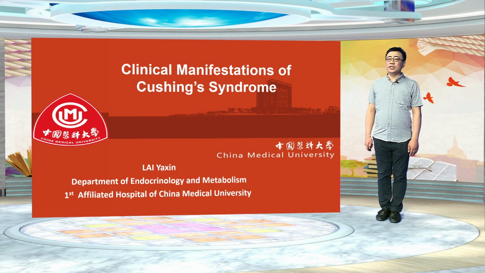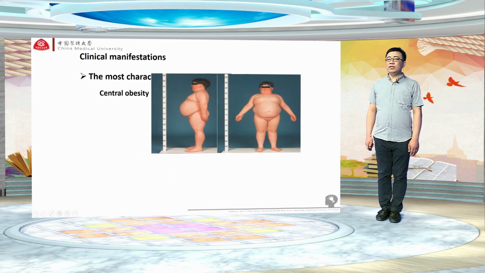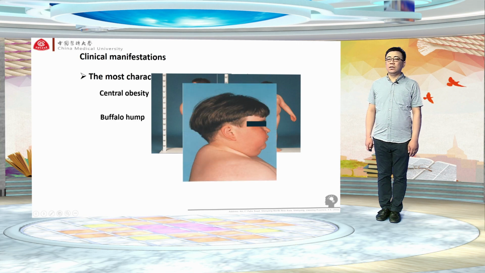Today, we are going to learn the clinical manifestations of Cushing syndrome. The most characteristic clinical manifestations of Cushing syndrome include central obesity. You can see the fat accumulation is very obvious on his face, abdomen, and trunk, but his upper extremities and lower extremities are relatively thin.